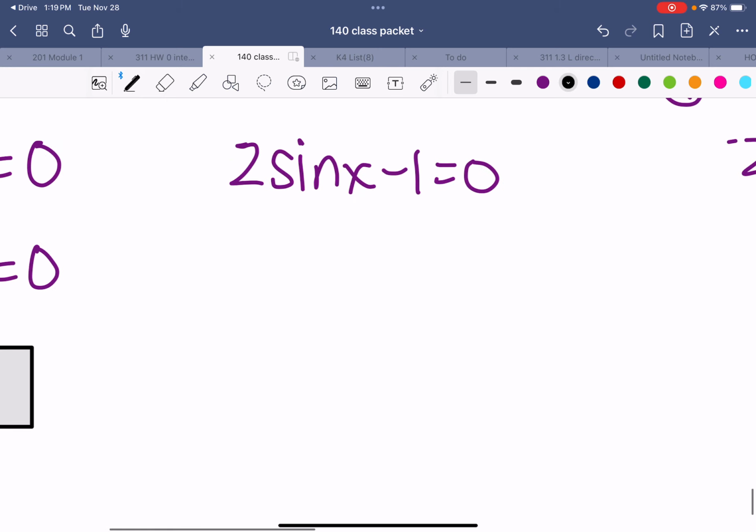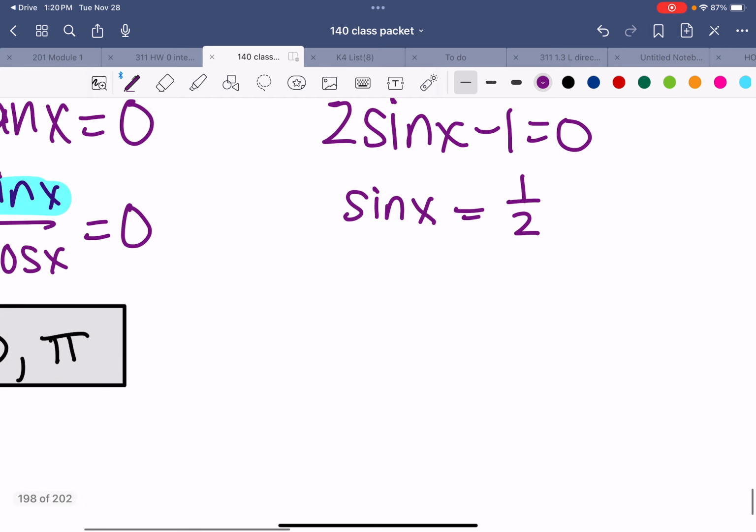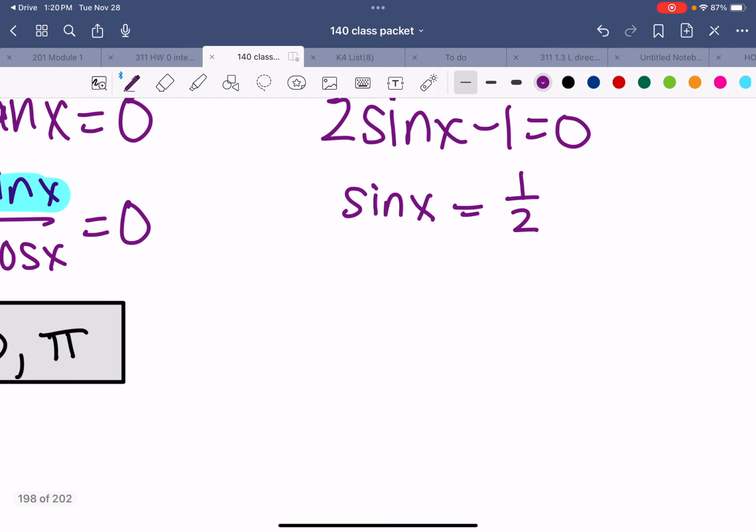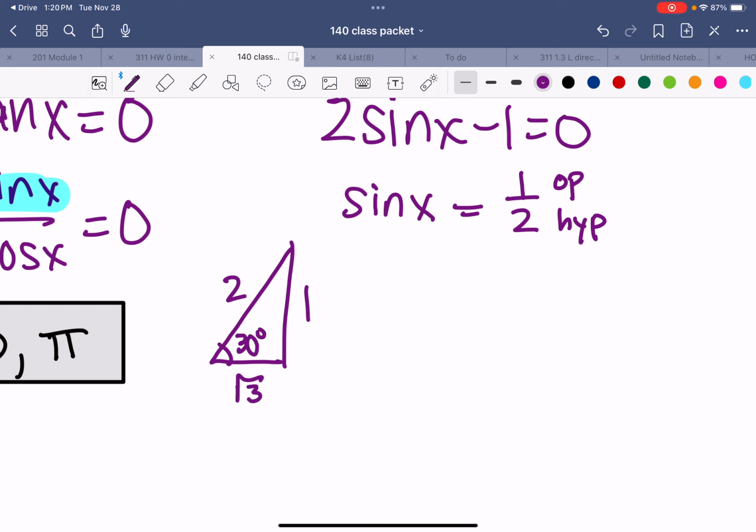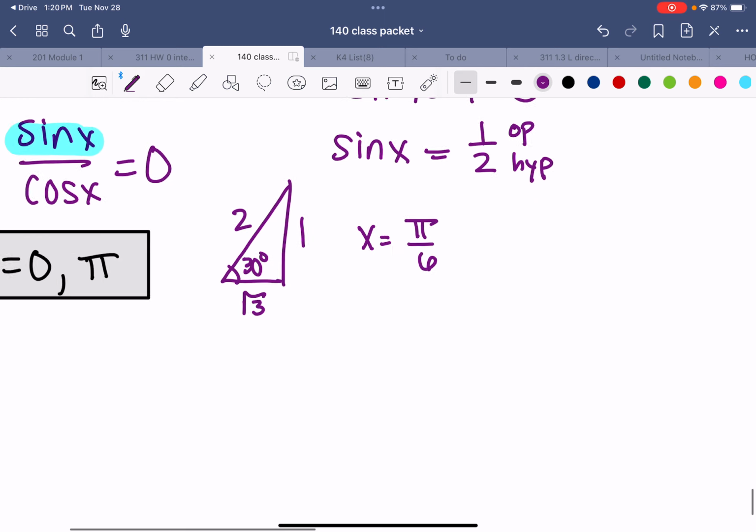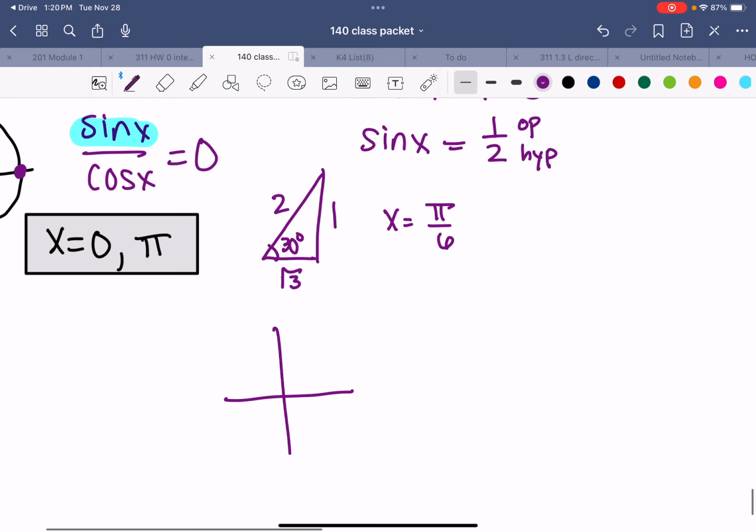On to the middle. So if I solve this one, let's add the 1 and divide by 2. So that's when sine x equals 1/2. This was the exact same question we did in number 1. So sine of 1/2 tells you you're going to be in the 30, 60, 90 triangle. And this is your opposite over the hypotenuse. So 2 and 1 means that this must be 30 degrees. So that's going to give you pi over 6. And then we've got to put it in the right quadrants.